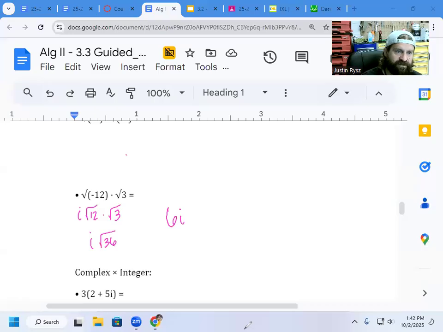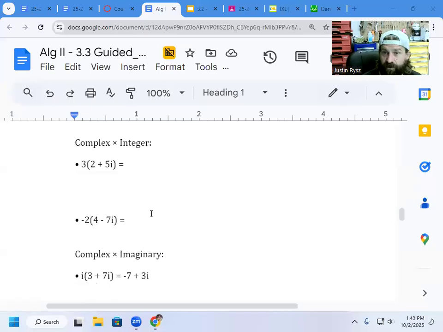Some next things we're going to go over in multiplying should be pretty straightforward, but we're going to do them because these things can happen later on, and I want to make sure we cover that. If I take a number like 3 and multiply it by a complex number that has a real part and an imaginary part, all I do is distribute the 3: 3 times 2 is 6, and 3 times 5i is 15i.